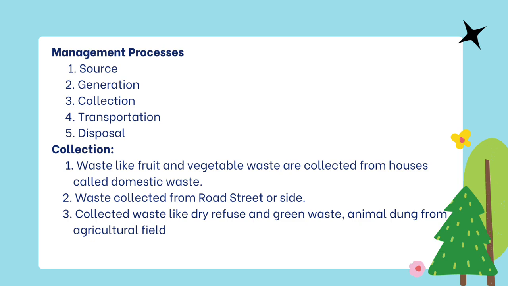Management processes. Number 1, source. Number 2, generation. Number 3, collection. Number 4, transportation. And lastly, number 5, disposal. Collection. Number 1, waste like fruit and vegetable waste are collected from houses, called domestic waste. Number 2, waste collected from roads, streets, or roadsides. And number 3, collected waste like dry refuse and green waste, and animal dung from agricultural fields.